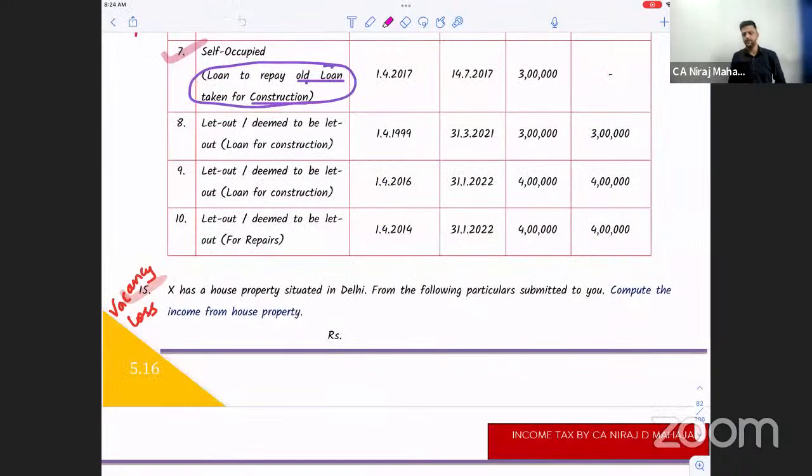Let's go ahead. We are in the chapter of house property. Charging section, house property, section 22. What do we tax? Annual value of building or land appurtenant. Appurtenant means attached thereto. How do you determine annual value?